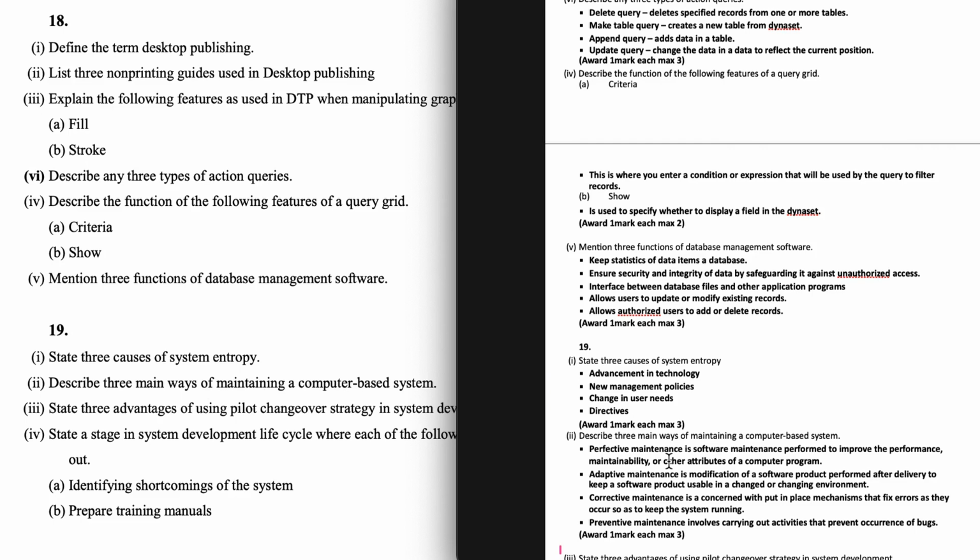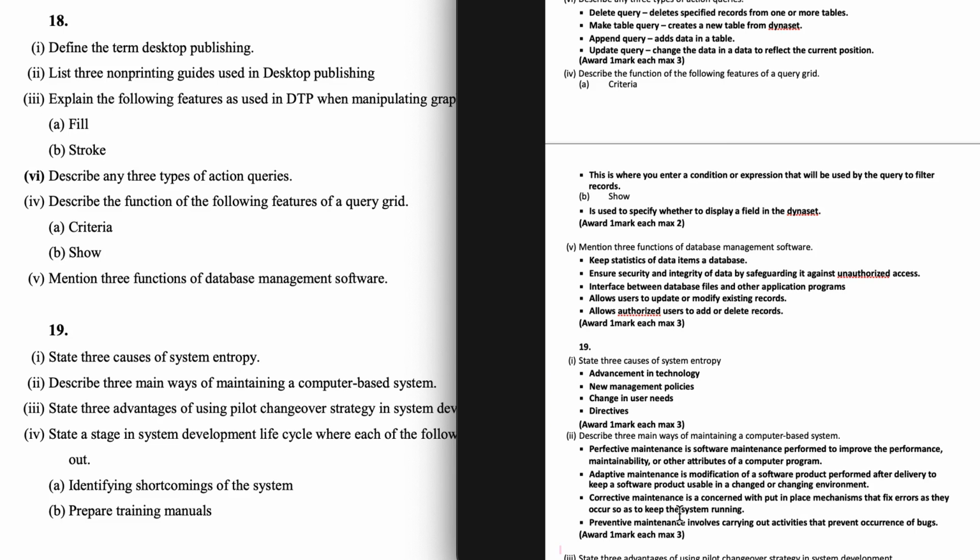Perfective maintenance. It's a software maintenance performed to improve the performance, maintainability, or other attributes of a computer program. Adaptive maintenance is the modification of a software product performed after delivery to keep a software product usable in a changed or changing environment.